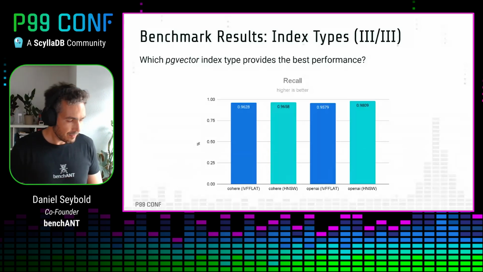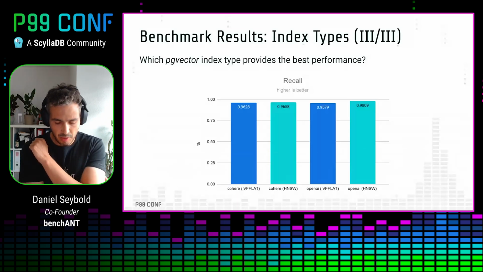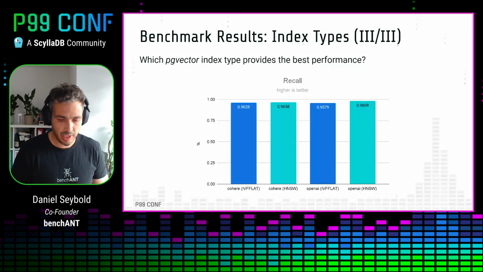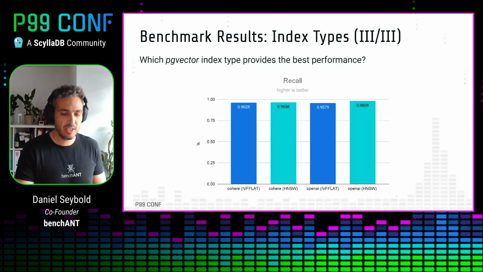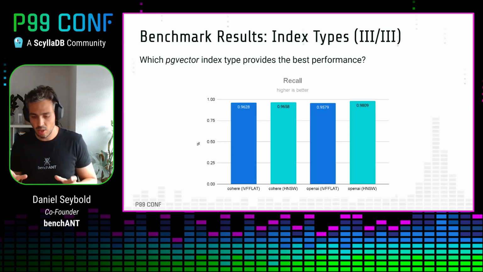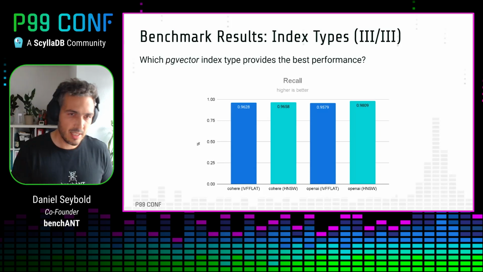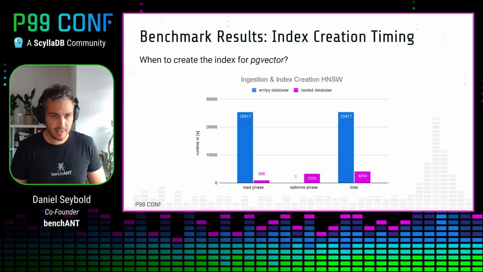So that was the first benchmark or case study that we're looking into, the impact of the index type. The second one is about index type, but when is the best time to create the index? So create it on an empty table or create it on an already loaded table. And we also looked into that.